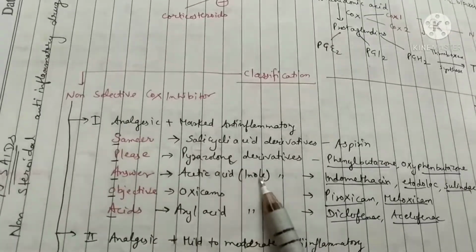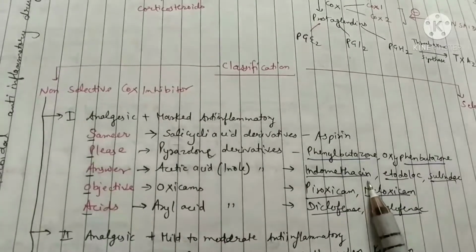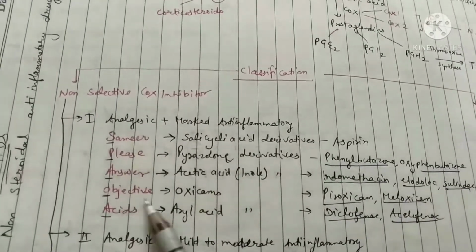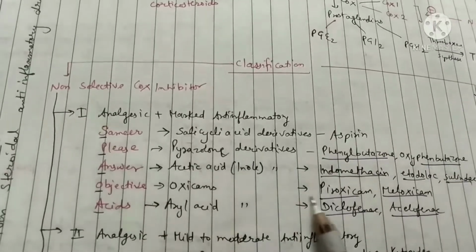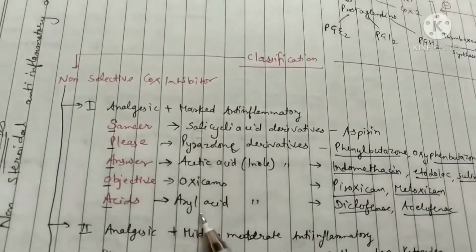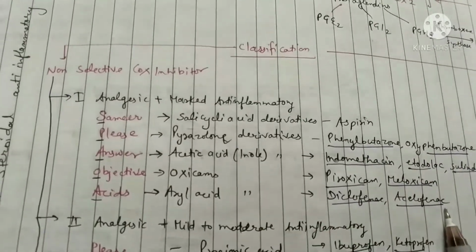A stands for acetic acid or indole derivatives, for example indomethacin, etodolac and sulindac. O stands for the oxicams, piroxicam and meloxicam. And A stands for aryl acid derivatives, diclofenac and aceclofenac.